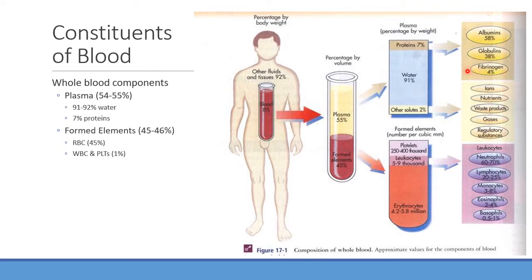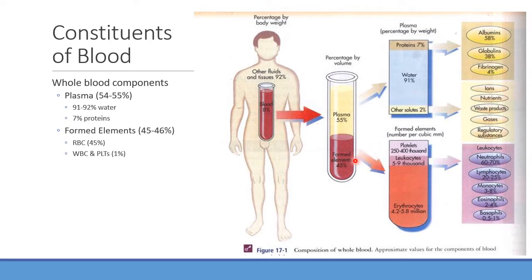Fibrinogen. Anyone know what fibrinogen does? Yep, helps with clotting, right? So we'll talk about that a little bit later on. And then with these other solutes, we're going to have our sodium, our potassium, bicarbonate, glucose, all this other stuff is going to be located here in this relatively small component of the blood.